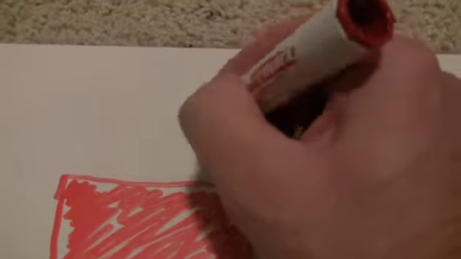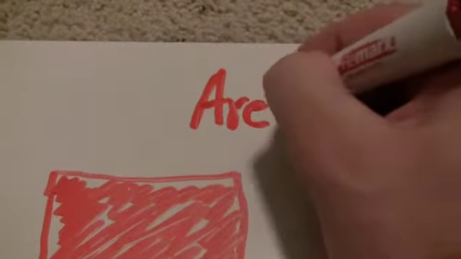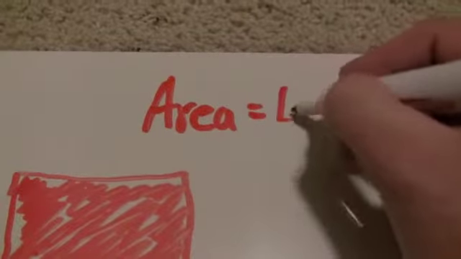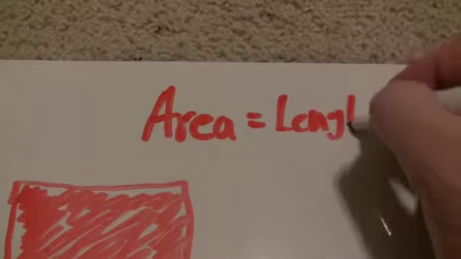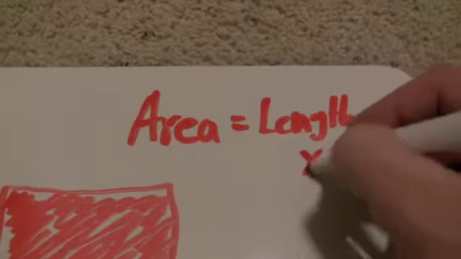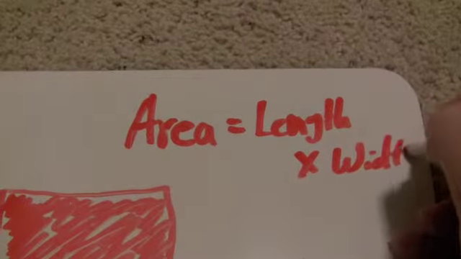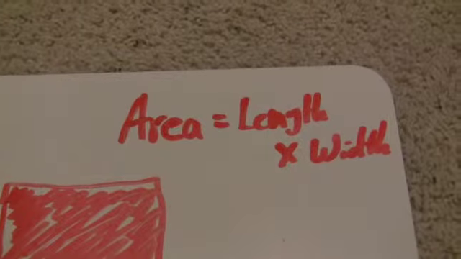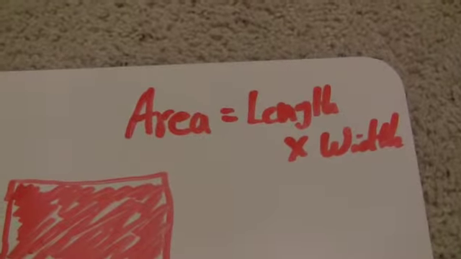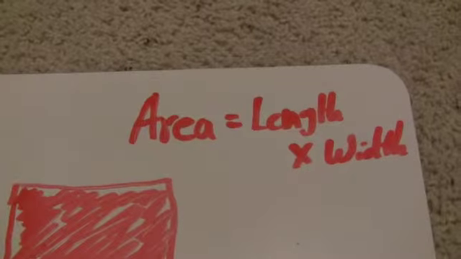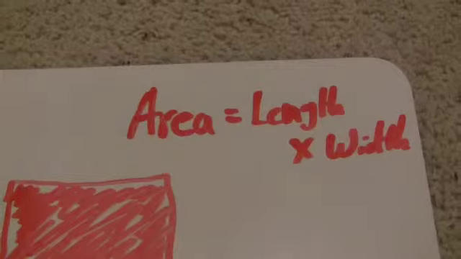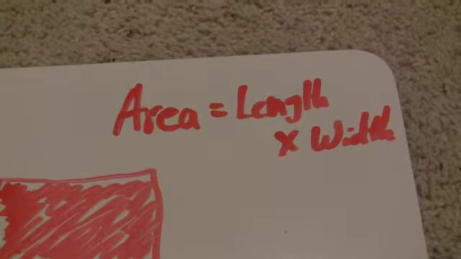Next thing I want to discuss with you is how you go about finding area. So the formula for area is length times width. Area is length times width. And length can also be like how tall an object is, or also like height. So those words are interchangeable with that. So length times width.